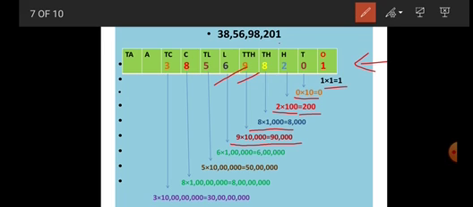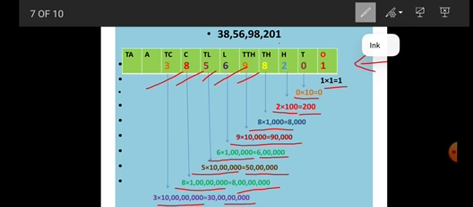6 is in lakh place, 6 multiplied by 1 lakh equals 6 lakh. 5 is in 10 lakh place, 5 multiplied by 10 lakh equals 50 lakh. 8 is in crore place, 8 multiplied by 1 crore equals 8 crore. 3 is in 10 crore place, 3 multiplied by 10 crore equals 30 crore. This way we can find the place value of each digit. It is very easy to solve.